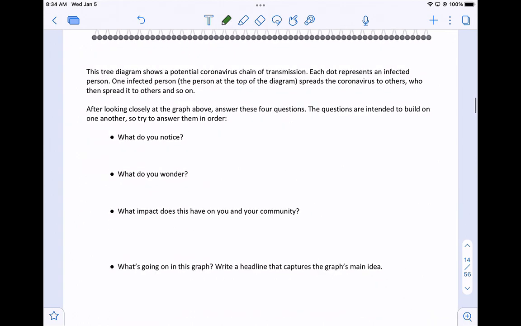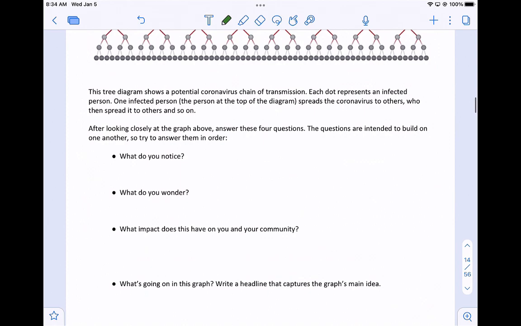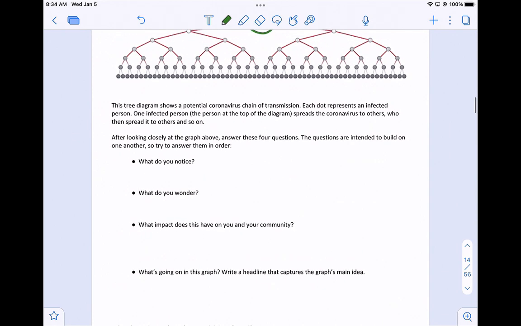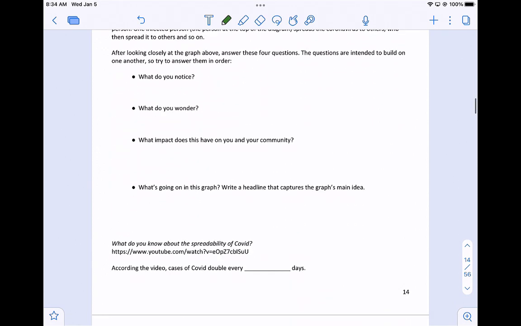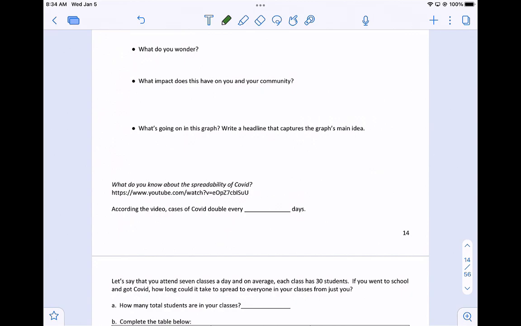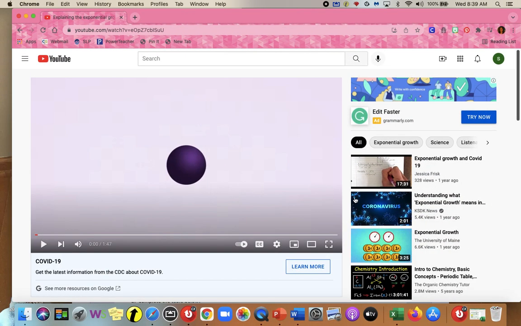And then, one more question. What's going on in this graph? Can you write a headline that captures the graph's main idea? So again, we'll share your thoughts, and then we're going to watch this video about the spreadability of COVID. So let me pop it up.